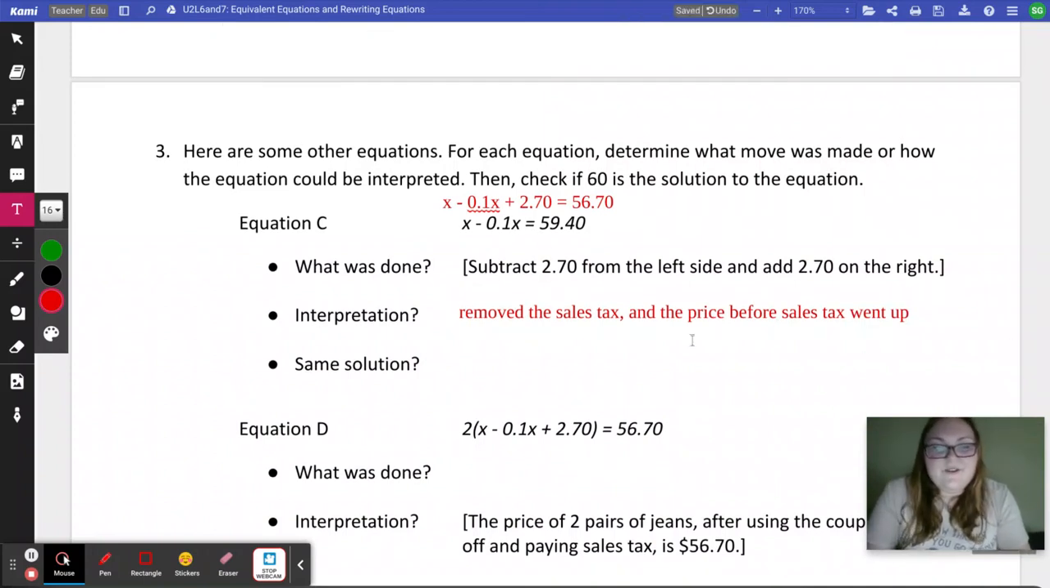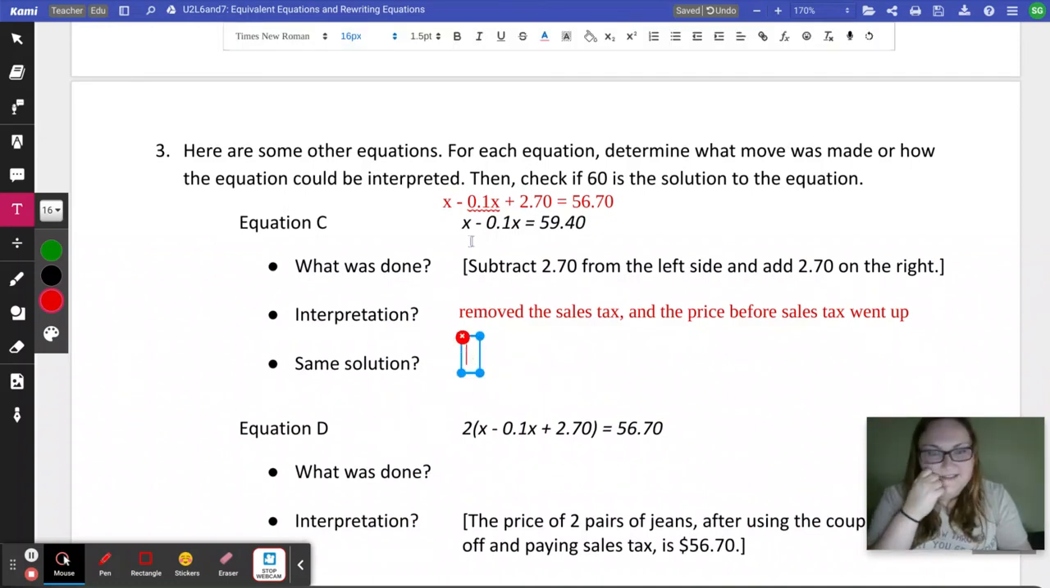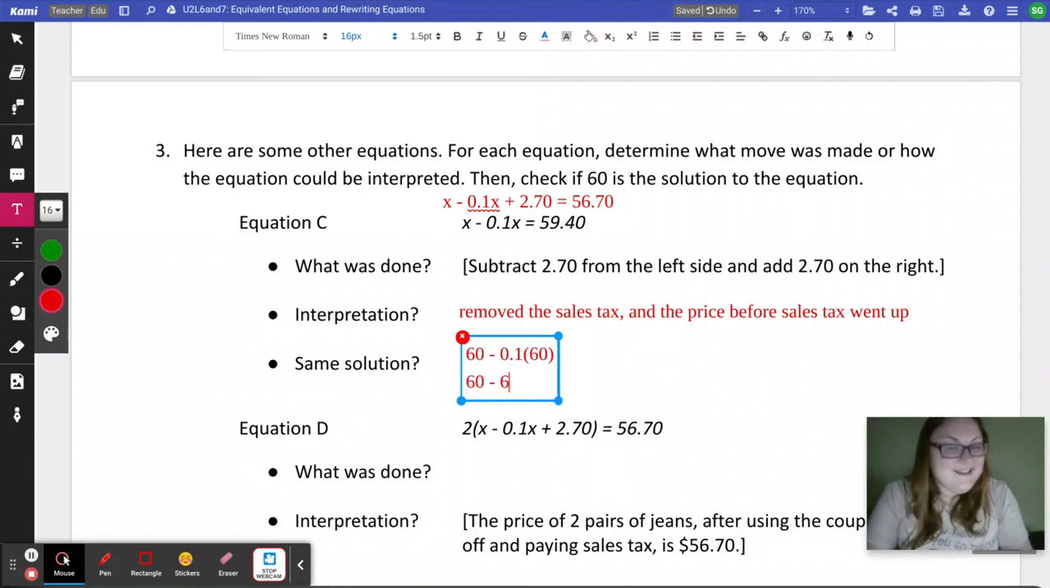When you think about it, would these 2 equations have the same solution? Are they both describing $60 pair of jeans? You might have actually gone in and done the math and substituted it in for 60. If you do that for this new equation, 60 minus 0.1 times 60, which equals 60 minus 6, does not equal 54.70.